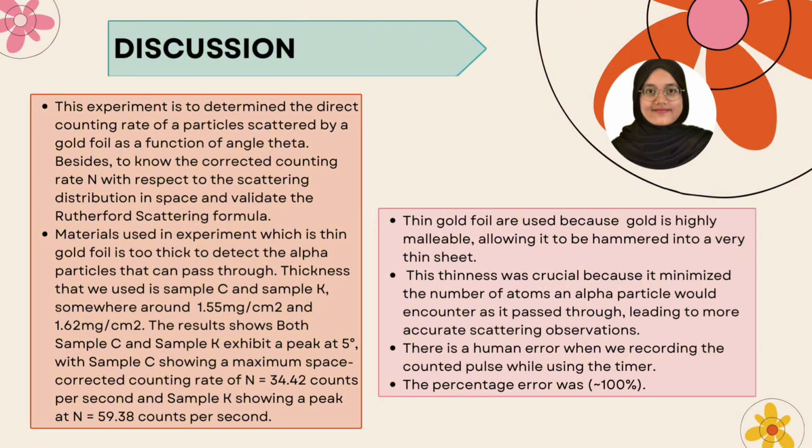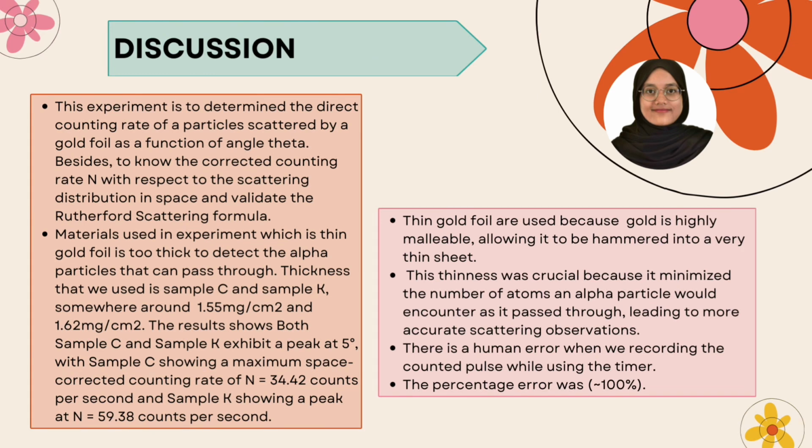For the thickness, we have two samples, sample C and sample K, at around 1.55 milligram per centimeter square and 1.62 milligram per centimeter square. The results show both sample C and sample K exhibit a peak at 5 degrees. Sample C shows a maximum space-corrected counting rate of N equal to 34.42 counts per second, and sample K shows a peak at N equal to 59.38 counts per second.